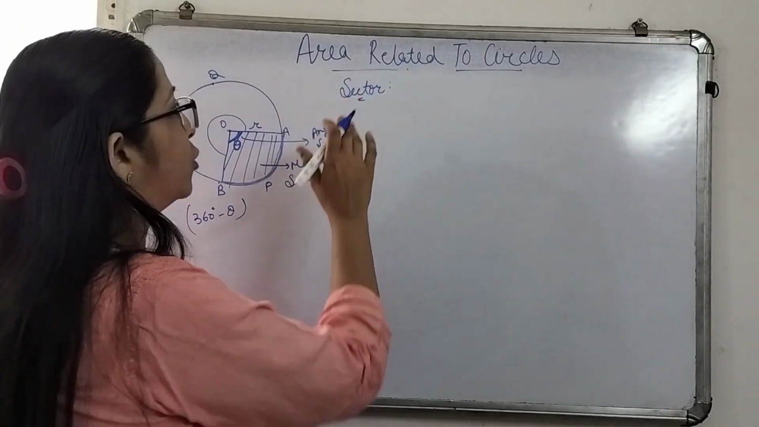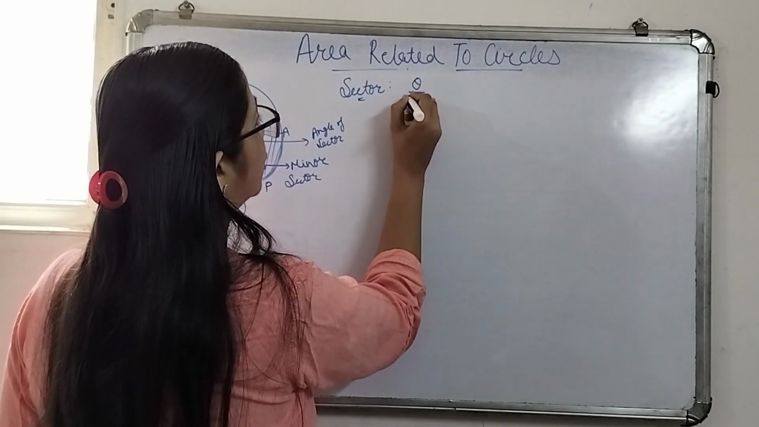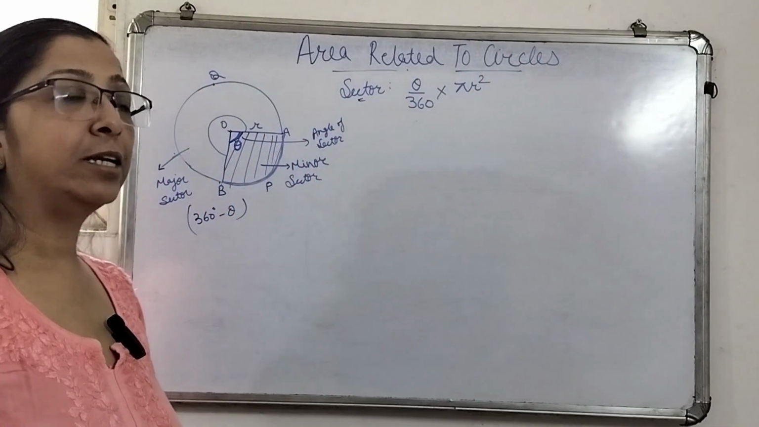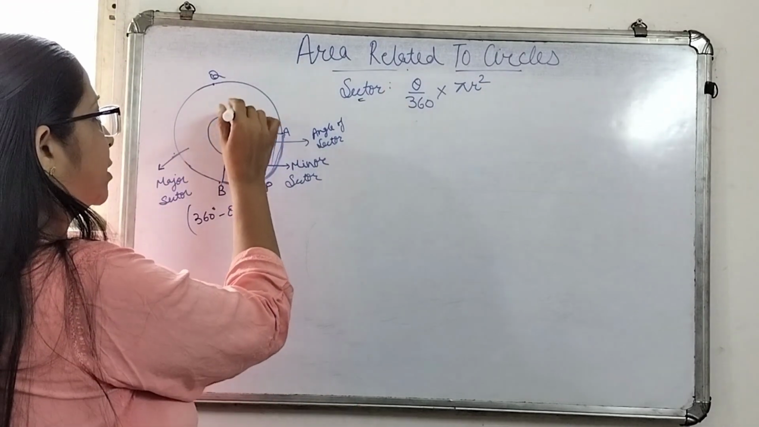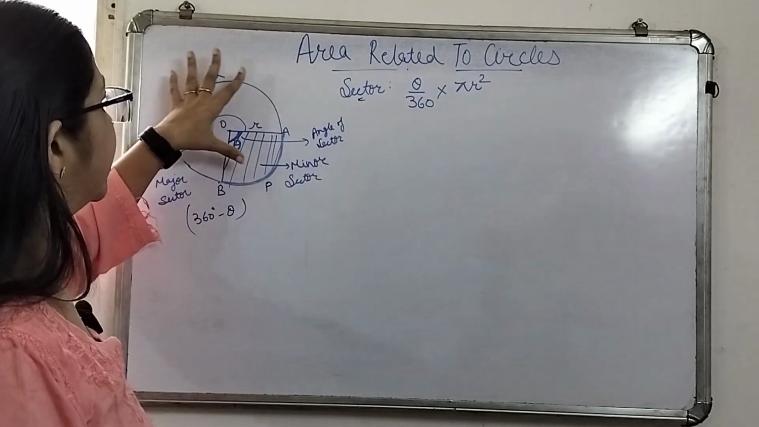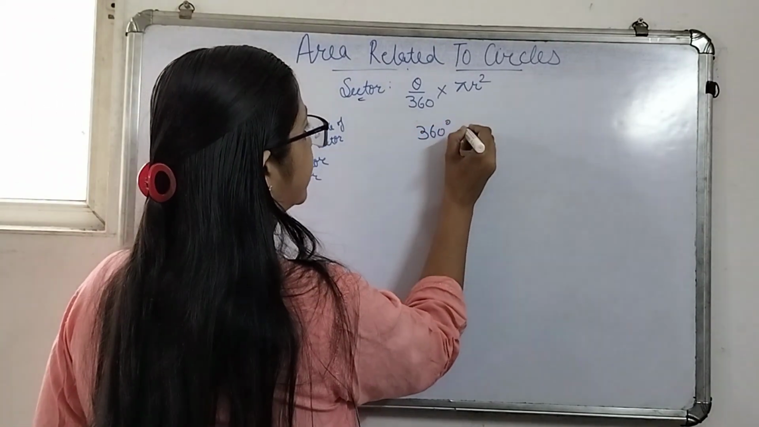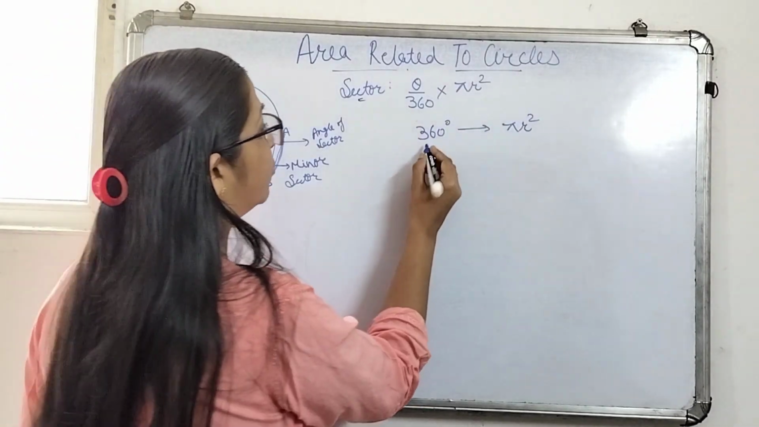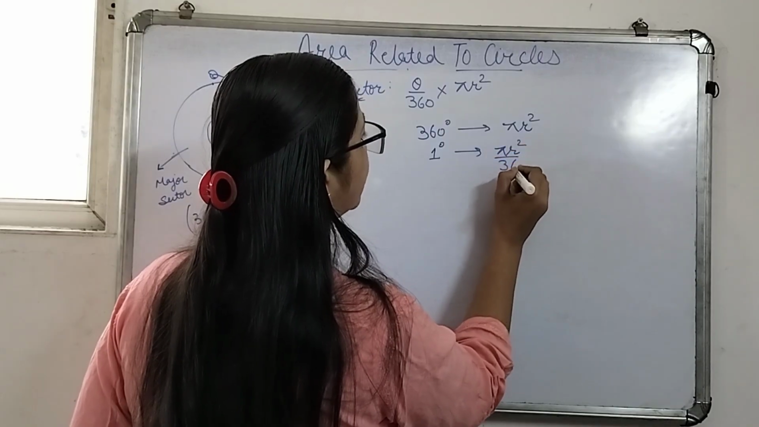Now see what will be the formula for finding the area of this sector. It will be given by theta over 360 multiplied by pi r square. Again, by the unitary method we can find this value. We know the total angle at the center is 360 degree. If the angle is 360 degree, the area of the whole circle is pi r square. If it will be 1 degree, it will be pi r square divided by 360.